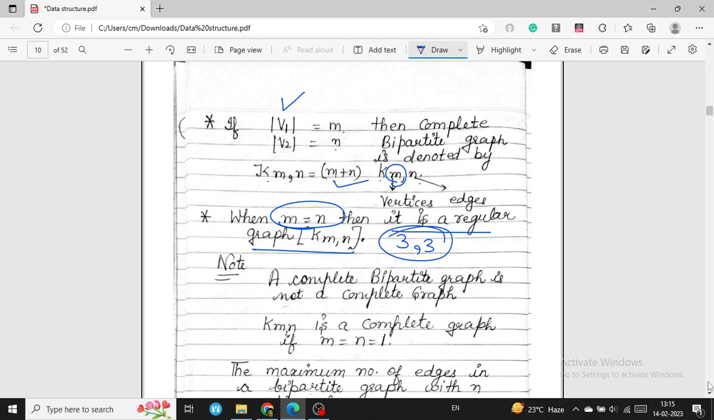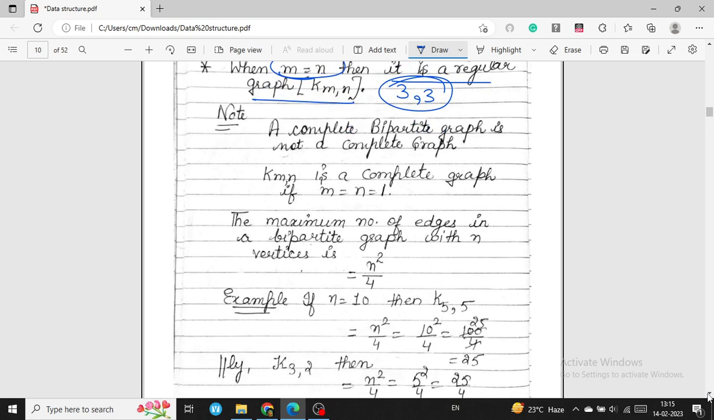Note, you should keep this note in mind. A complete bipartite graph is not a complete graph. K(m,n) is a complete graph only if m equals n equals 1. The maximum number of edges in a bipartite graph with n vertices is n squared over 4.